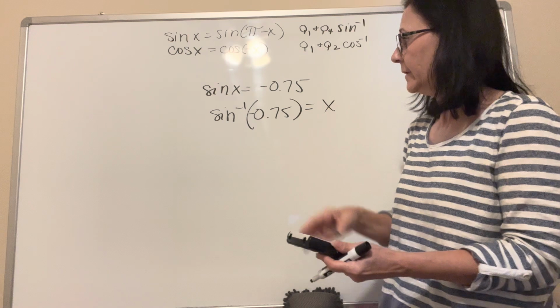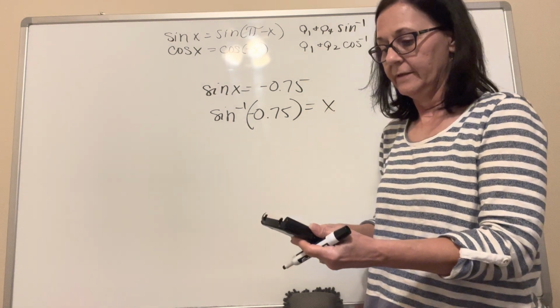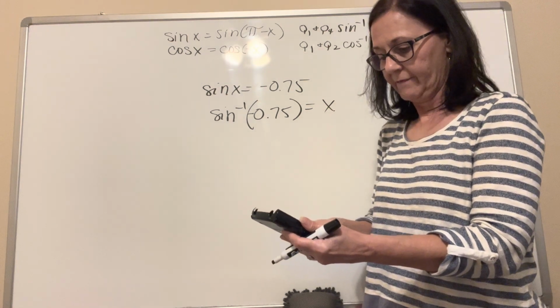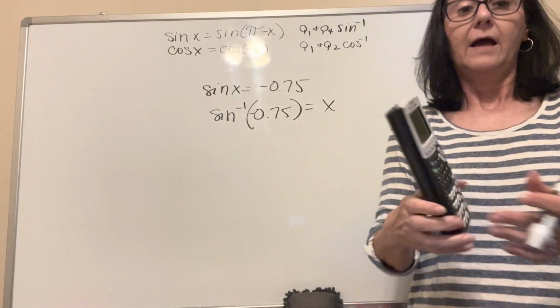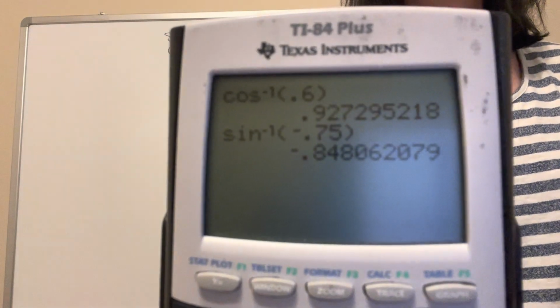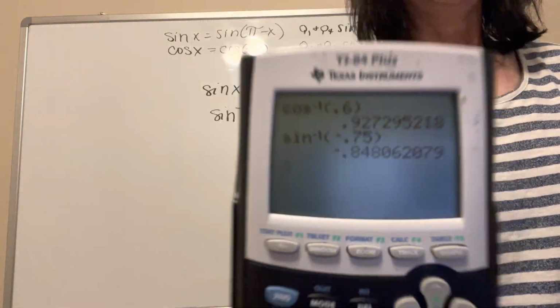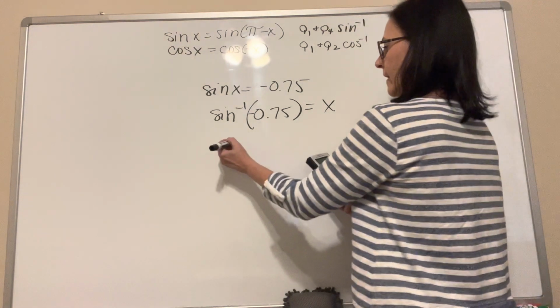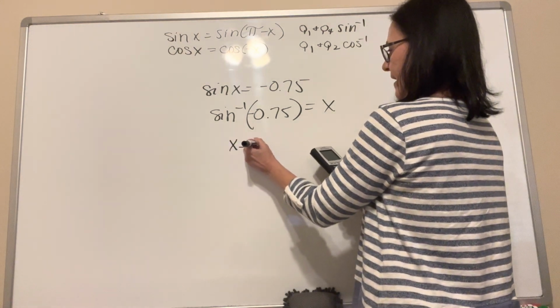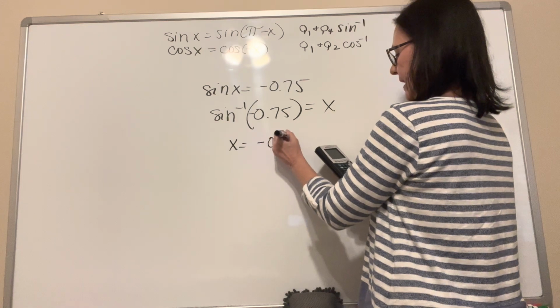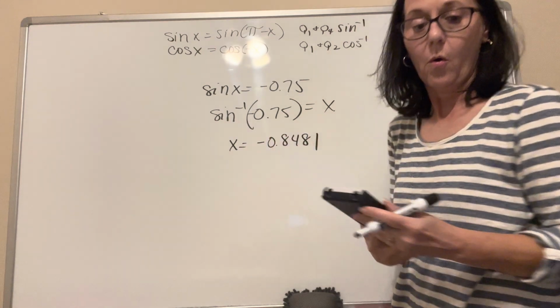All right, so I do the same. Shift sine, negative 0.75. I get my radians, and it gives me a negative angle. So x is negative 0.8481.